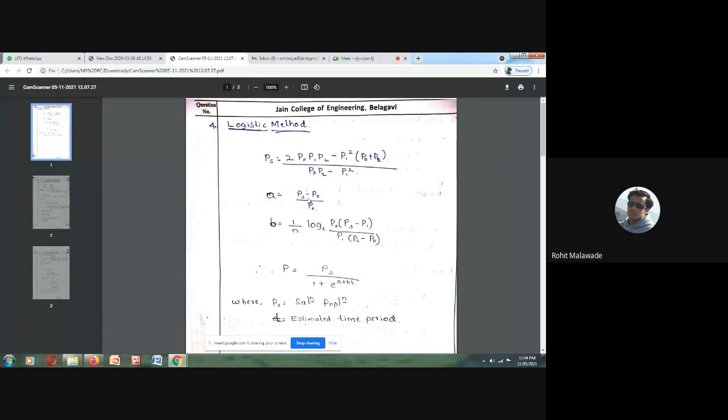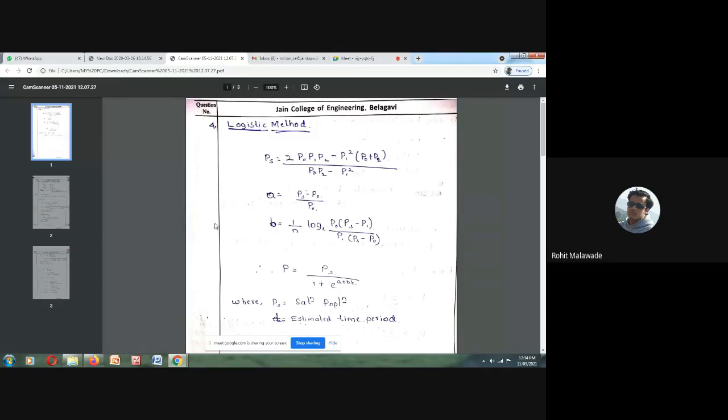Now A is a constant that we are going to determine as A = (Ps minus P0) divided by P0. Here Ps stands for the saturation population, and P0 is nothing but the initial population. Now B can be determined as B = 1 divided by (n log e) into log of P0 (Ps minus P1) divided by P1 (Ps minus P0). So this is how we can determine A and B.